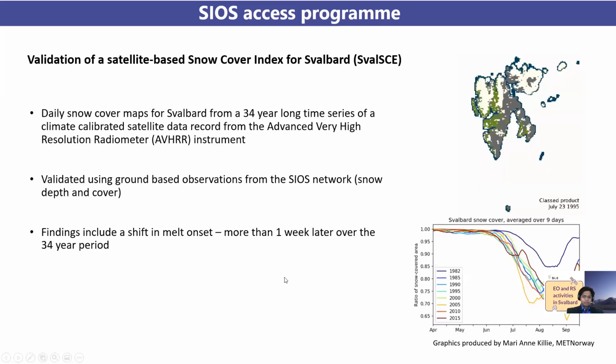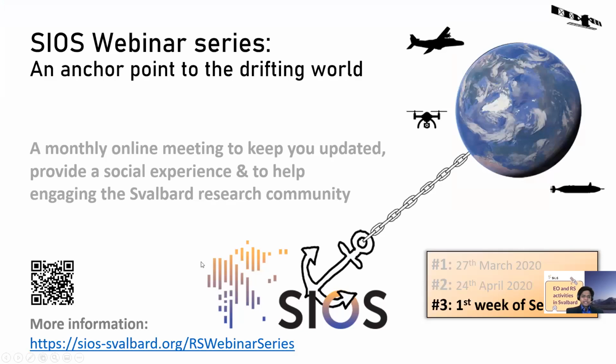The access program also supports remote access and also studies supporting the in situ validation of satellite datasets. This is one of the examples where the scientists have validated the satellite-based snow cover index using the in situ data from the SIOS database. SIOS has recently started the webinar series on Earth observation and remote sensing talks, and it is a monthly online meeting to keep you updated and provide a social experience to the field scientists.